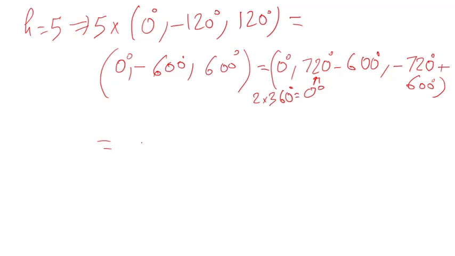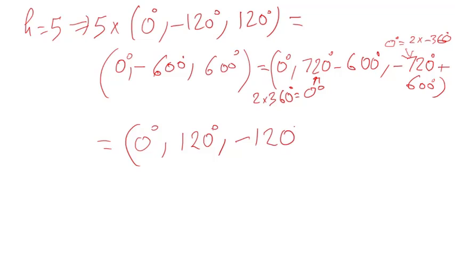So okay, I'll write 0 first. 720 minus 600 is just 120. And the same thing here, this minus 720 is really the equivalent of 0 degrees, because it's 2 times minus 360, which is a full circle. So minus 120 plus 600 is minus 120 degrees, which is negative sequence. Negative sequence. How do I know that?